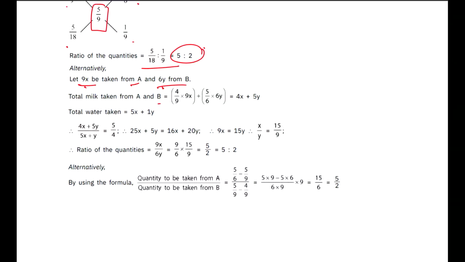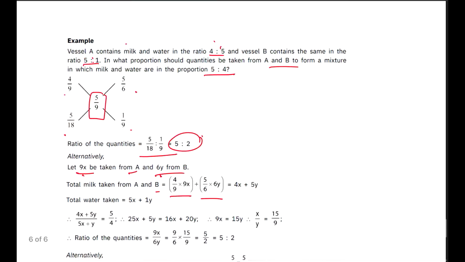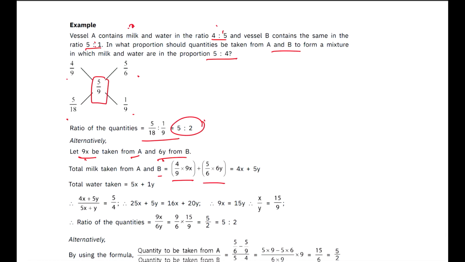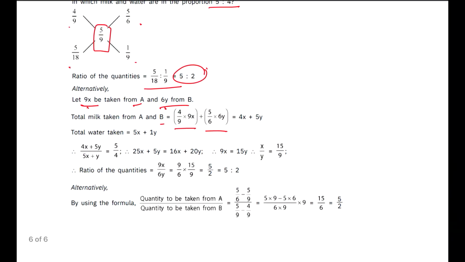And then the total milk taken out will be 4/9 of 9x plus 5/6 of 6y, keeping in mind this number. Milk is 4 here and here the milk is 5. So next will be the sum which I will calculate and get as 4x plus 5y. And the same thing I'll do for water, and I'll get the value of water in terms of x and y, which will be 5x plus y.